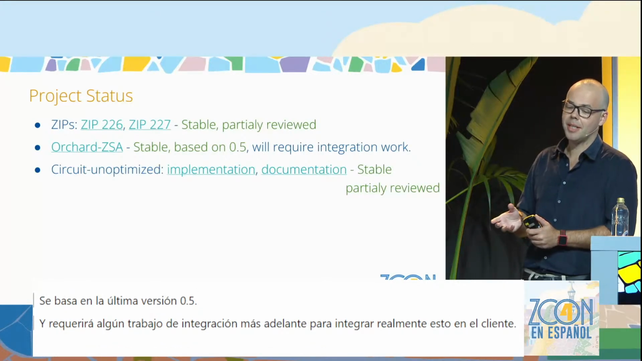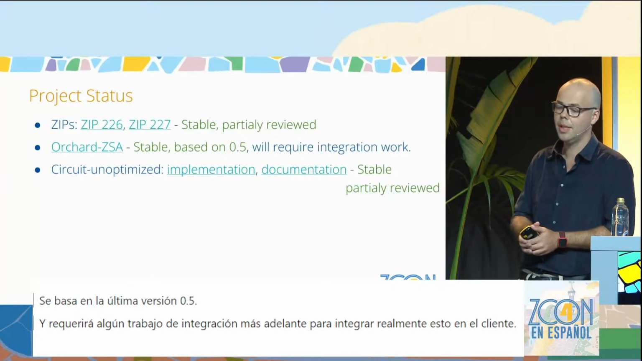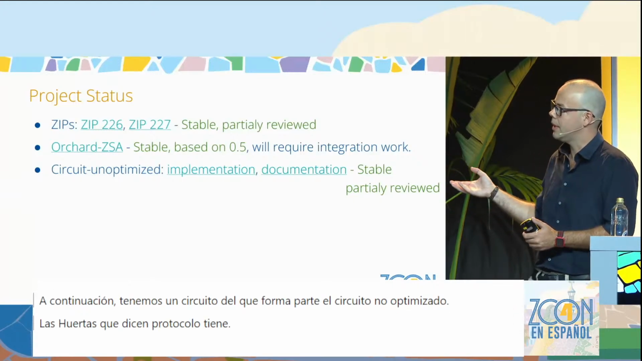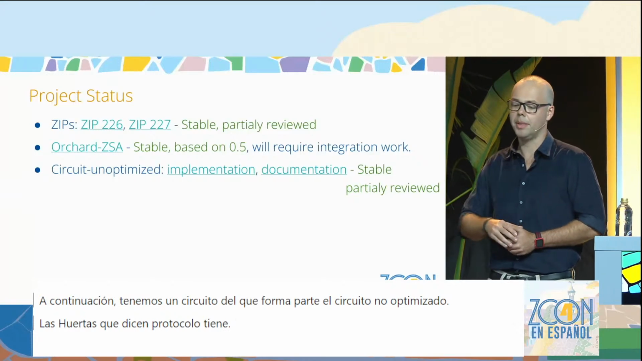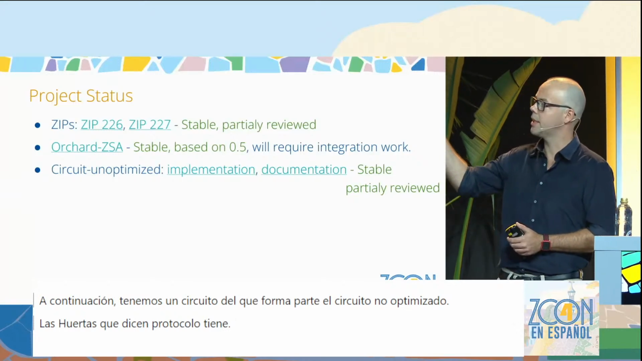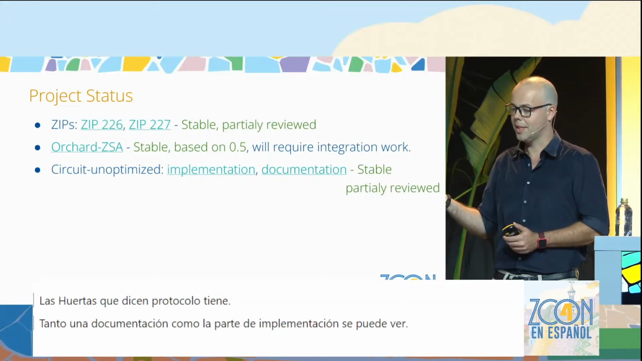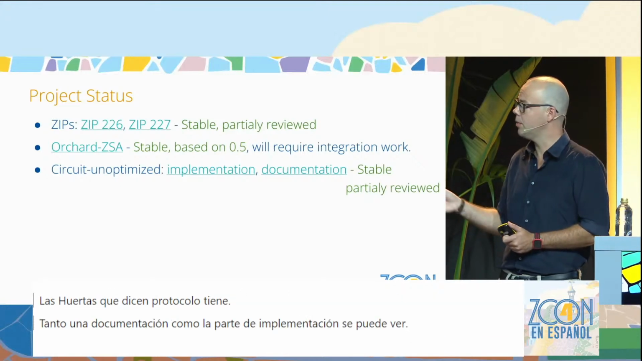Next, we have a circuit. The circuit is unoptimized. The circuit is part of the Orchard ZSA protocol. It has both a documentation and an implementation part. You can see these are clickable links. You can click whatever is relevant for you.